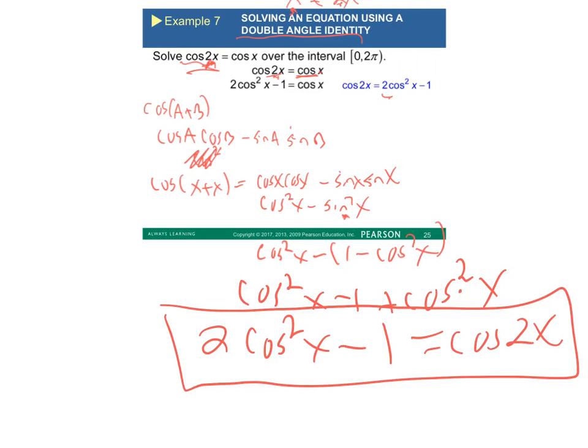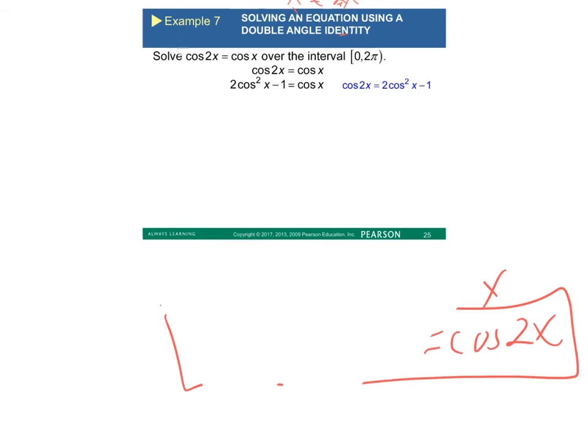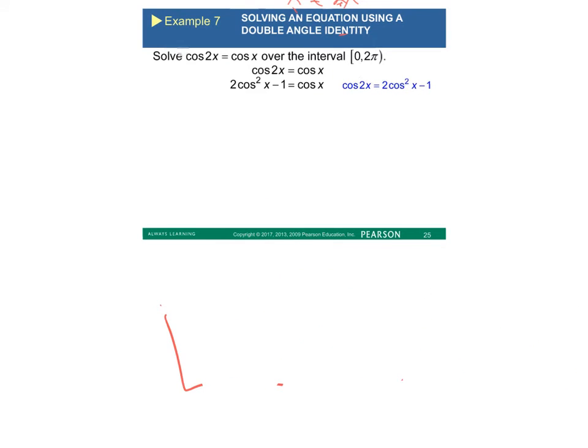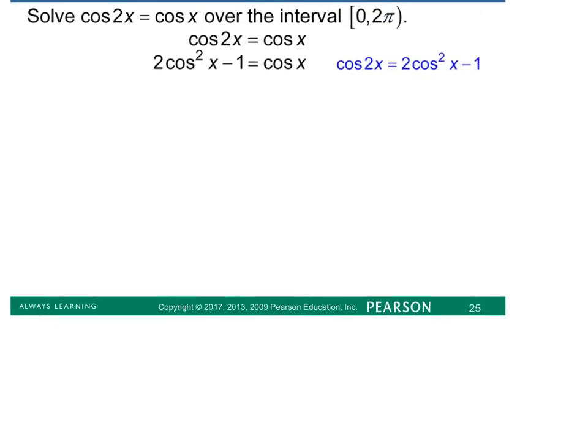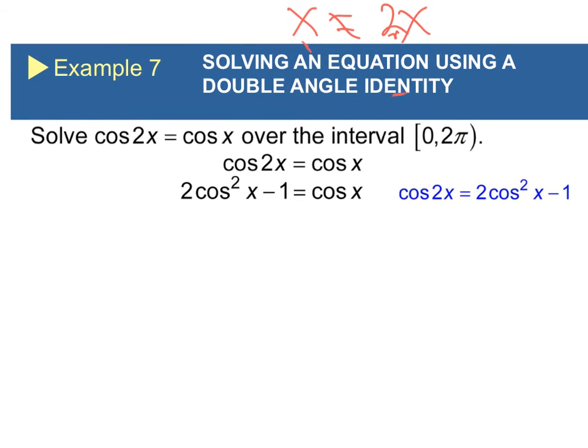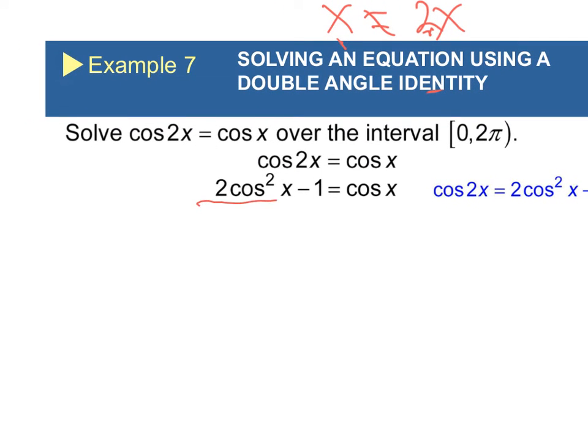Let me erase all of this. Did not need any of this technically, but it was just to show you that we did do those identities before. And you know what? It's always good to review where this stuff comes from. So we're going to use this identity right here.